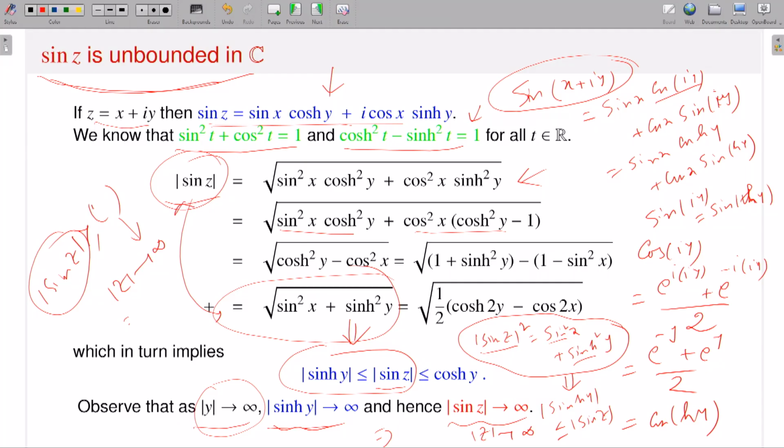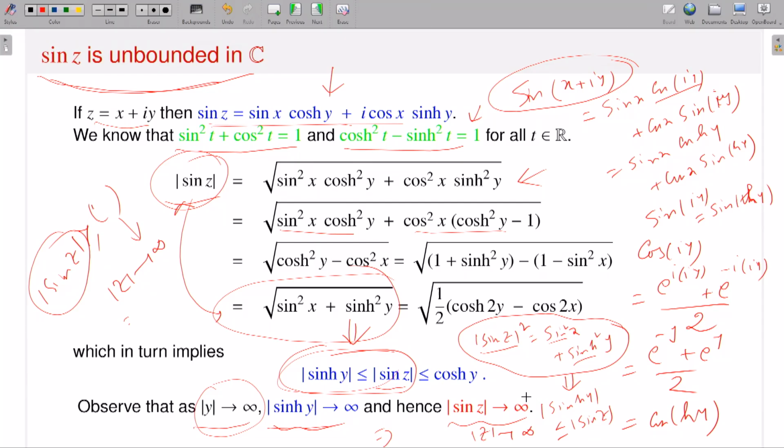Because you have a complex number, you just calculate the modulus, and you just use the classical trigonometric formula. That's it. As long as you have this kind of estimate, the fact that modulus of y approaches infinity implies that sinh y also blows up, which implies that modulus of sin z approaches infinity if mod z approaches infinity. Therefore my sine function is an unbounded function. In the same way you can prove that cosine also is an unbounded function.